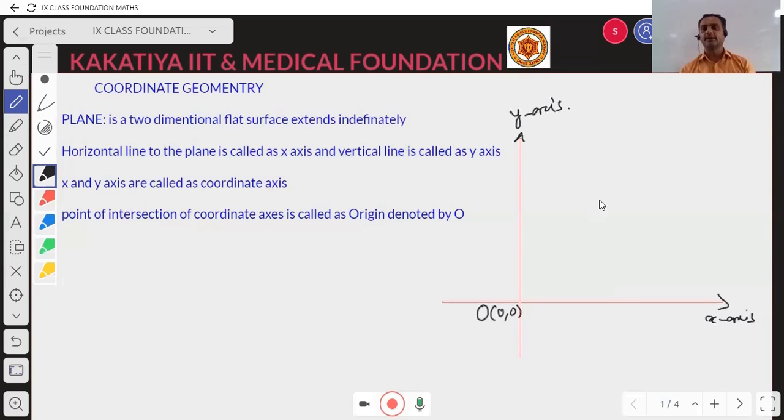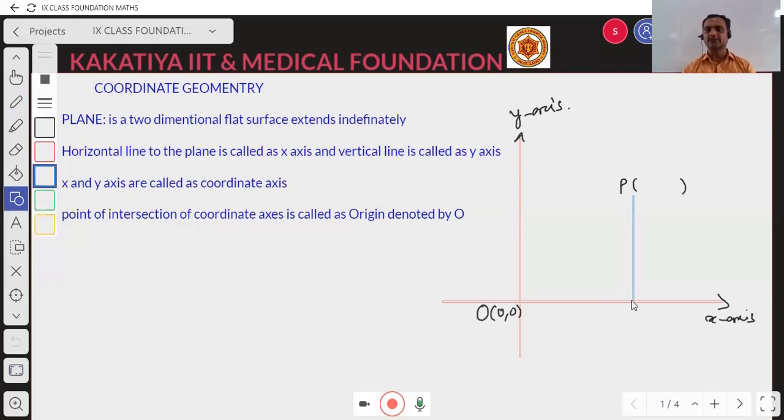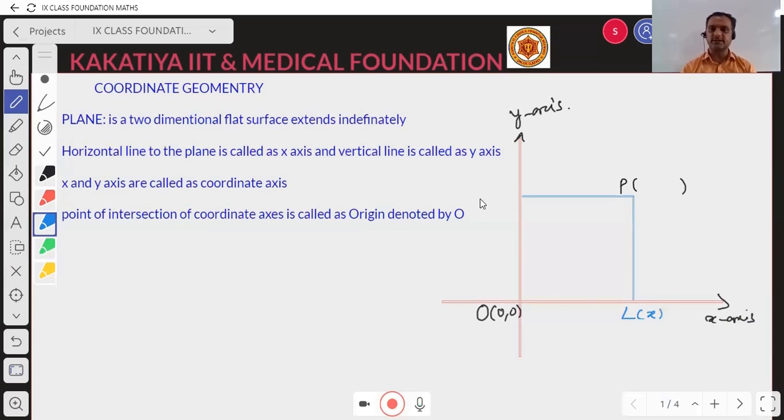right? Now say, for example, if I have a point, say P, right? Now from this point P, what am I going to do? I'm going to drag a perpendicular, a normal onto x-axis, okay? And from P, I'm going to drag a normal onto y-axis, okay? So from P, the normal drawn to x-axis, let me consider it as L, and say it has some real value of x, right? Onto y-axis, I will drag it as m. It has some real value of y. Okay, so these two real values, x comma y, have been assigned to the point P, right?